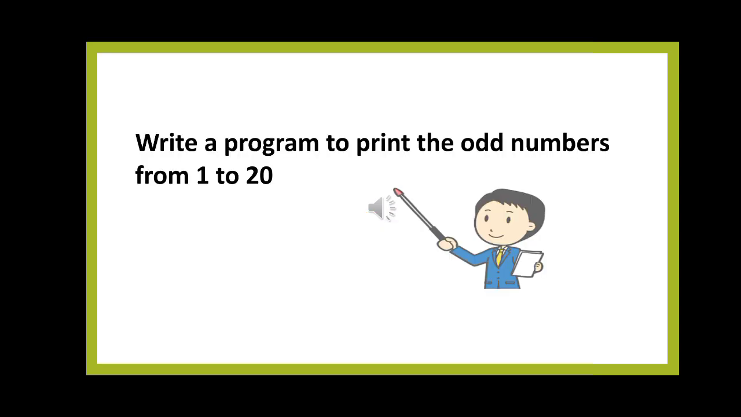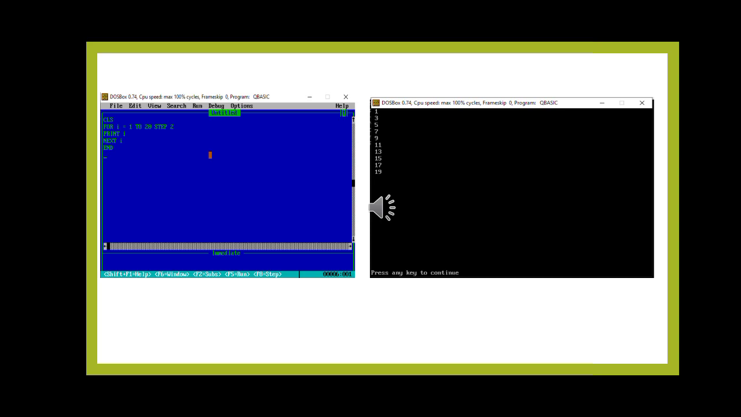Write a program to print the odd numbers from 1 to 20. CLS, for I equals 1 to 20, step 2, print I, next I and end. As we all know, we have to print the odd numbers in between 1 to 20. The first one will be an odd.